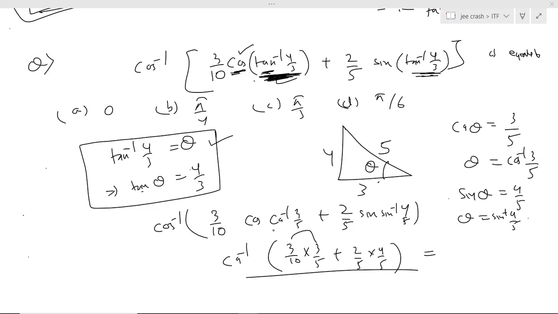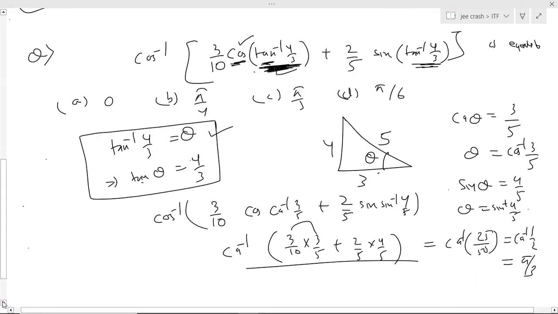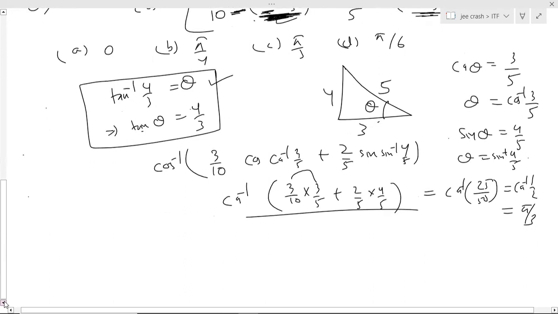Absolutely correct answer. The answer is pi by 3. Right. This is cos inverse. How much? This is 25 by 50. So cos inverse half, which is pi by 3. Right. Next question you guys have to solve.